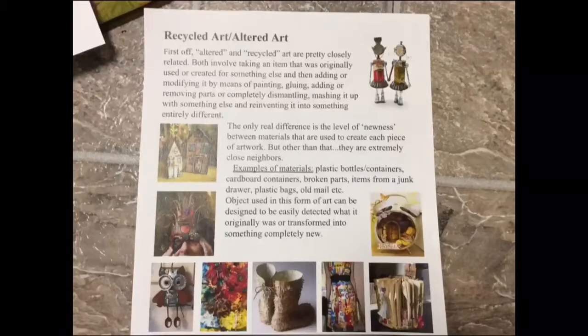Now, the second type of construction or sculpture that we're going to be doing is called recycled or altered art. So basically what that is, as you can see in the examples, is that you take an object and we're going to change it. We're going to have a different purpose for it, okay?